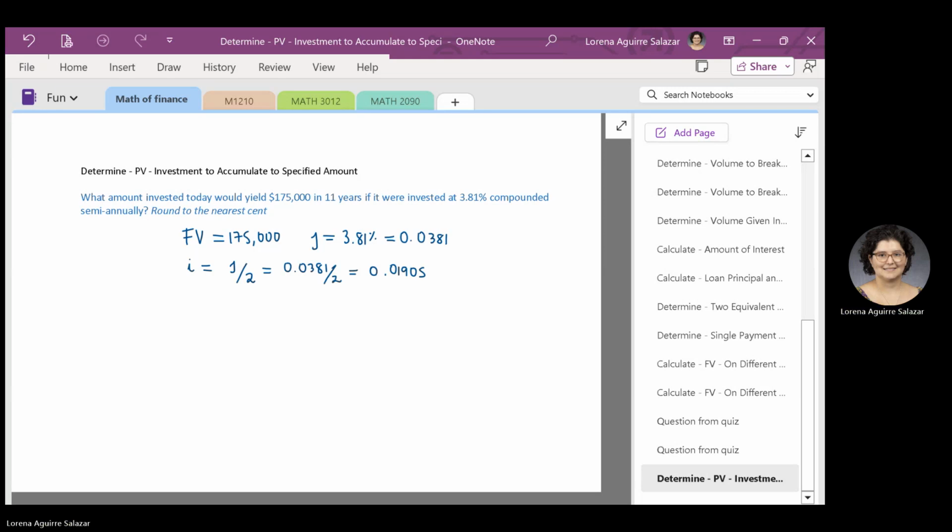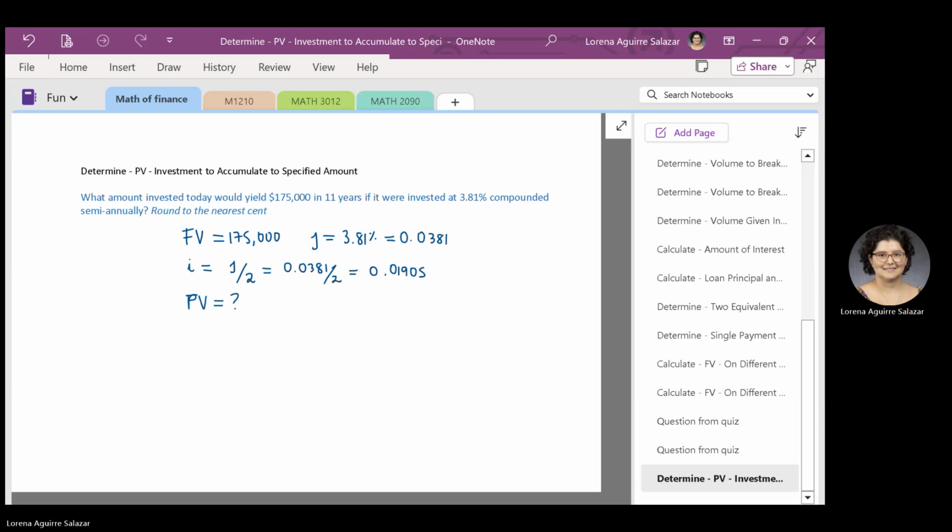Now, because this investment, an amount of money, was invested at the beginning of a 11-year period, we're looking for the initial amount or present value of the money. That's what we're looking for, what was invested.